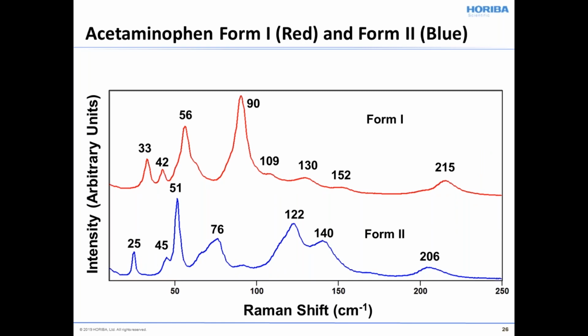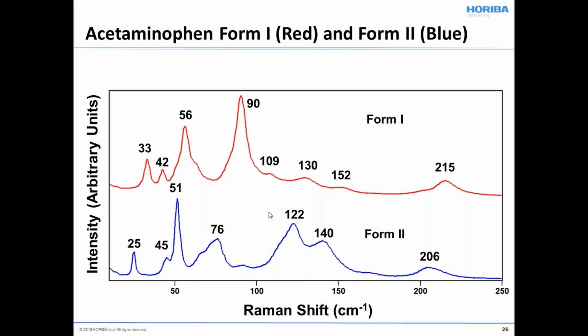And finally, the low frequency region of the spectrum, sometimes called the ultra low frequency, going from, let's say, 10 wave numbers, 10 reciprocal centimeters, out to 250. That's where you see the greatest differences depending upon the crystal structure and how these molecules are packed in the unit cell.